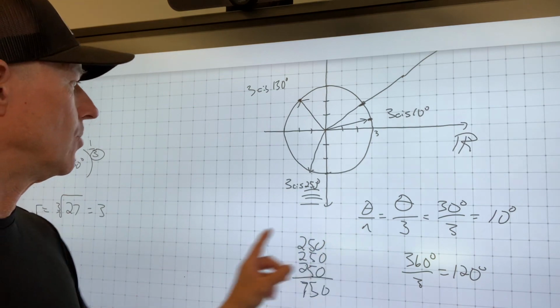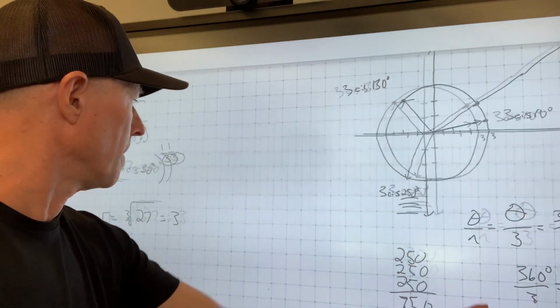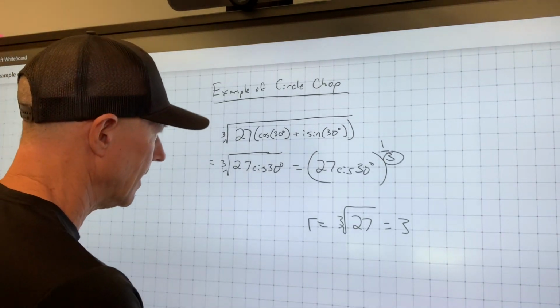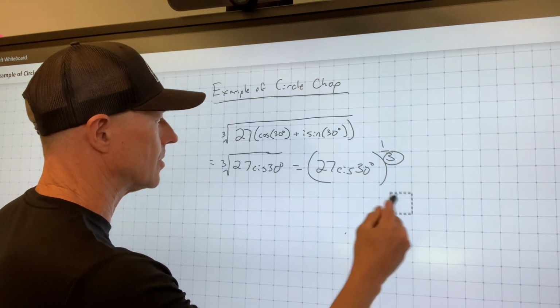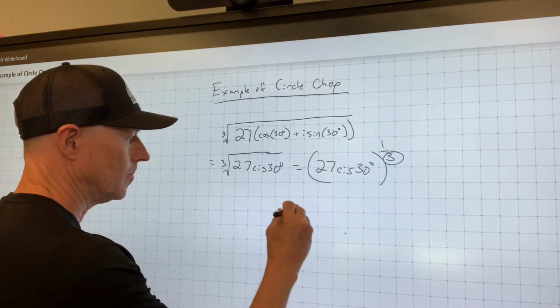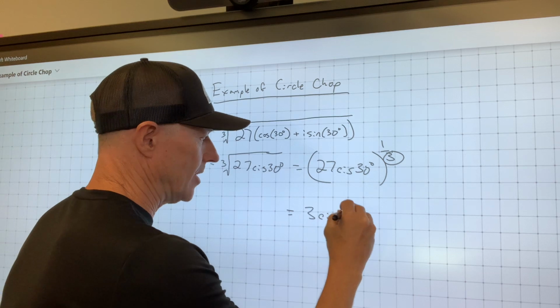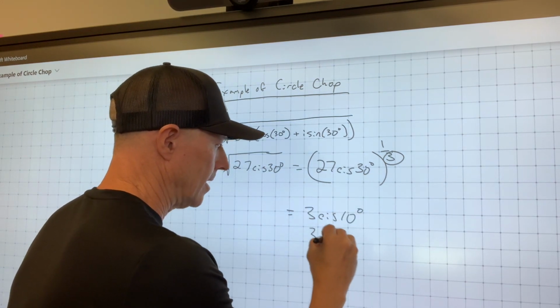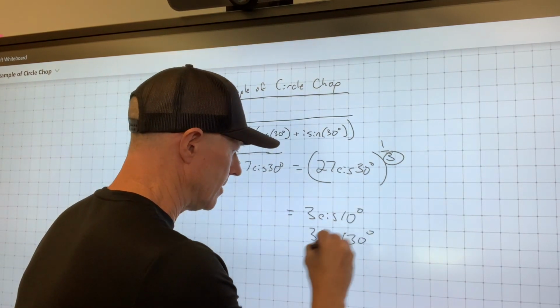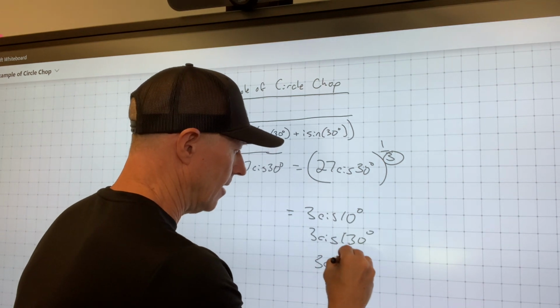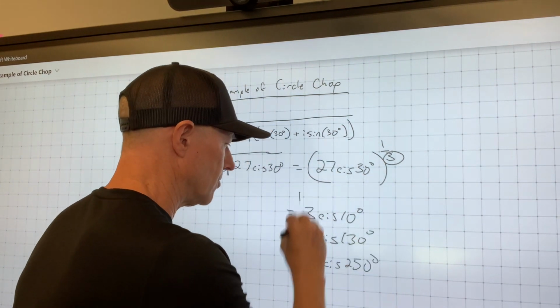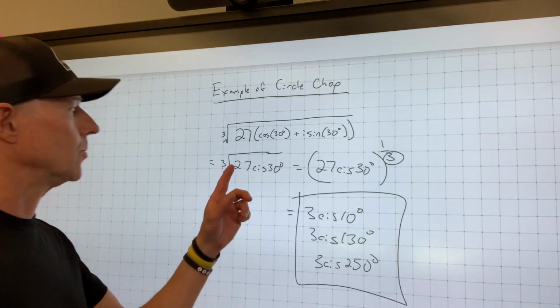So the answer to our question, if I can get it back over here, the answer to our question, what are these roots? They are 3 cis of 10 degrees, 3 cis of 130 degrees, and 3 cis of 250 degrees. And those are the 3 roots of 27 cis 30 degrees.